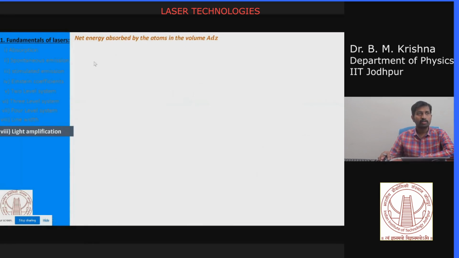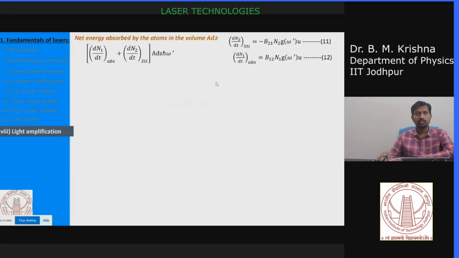So now I am calculating the net energy absorbed by the atoms in the volume A dz. You have two contributions, that is from the stimulated absorption and the stimulated emission, with the volume and energy terms. These are the two equations we already derived when nearly monochromatic radiation is incident on a system. Those are the rate equations we got, and now I am substituting them.